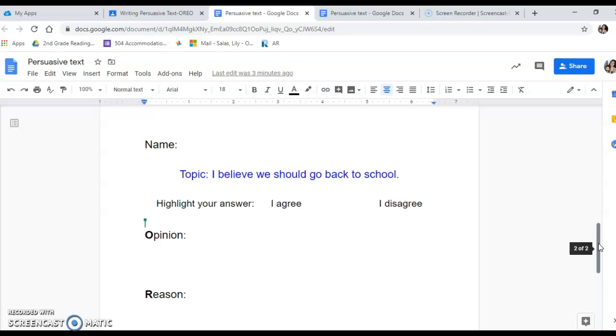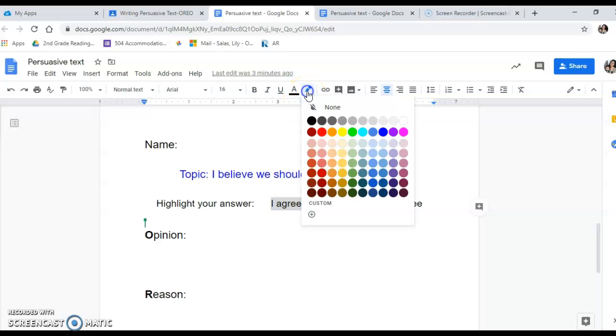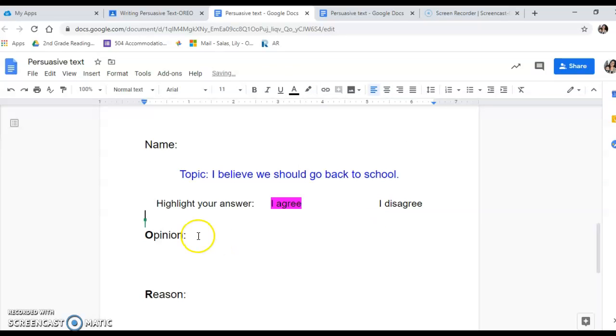So do you agree with going back to school if we could, or do you disagree with going back to school? And what I mean here by I want you to highlight your answer, that means that you're going to, again, this is your opinion, so there is no right or wrong answer. I'm going to put I agree, and then I'm going to come up here and use the highlighting color and pick any color that I want to highlight my opinion so that Ms. Salas knows what I'm going to be writing about. Okay, so then that's what it's going to look like.